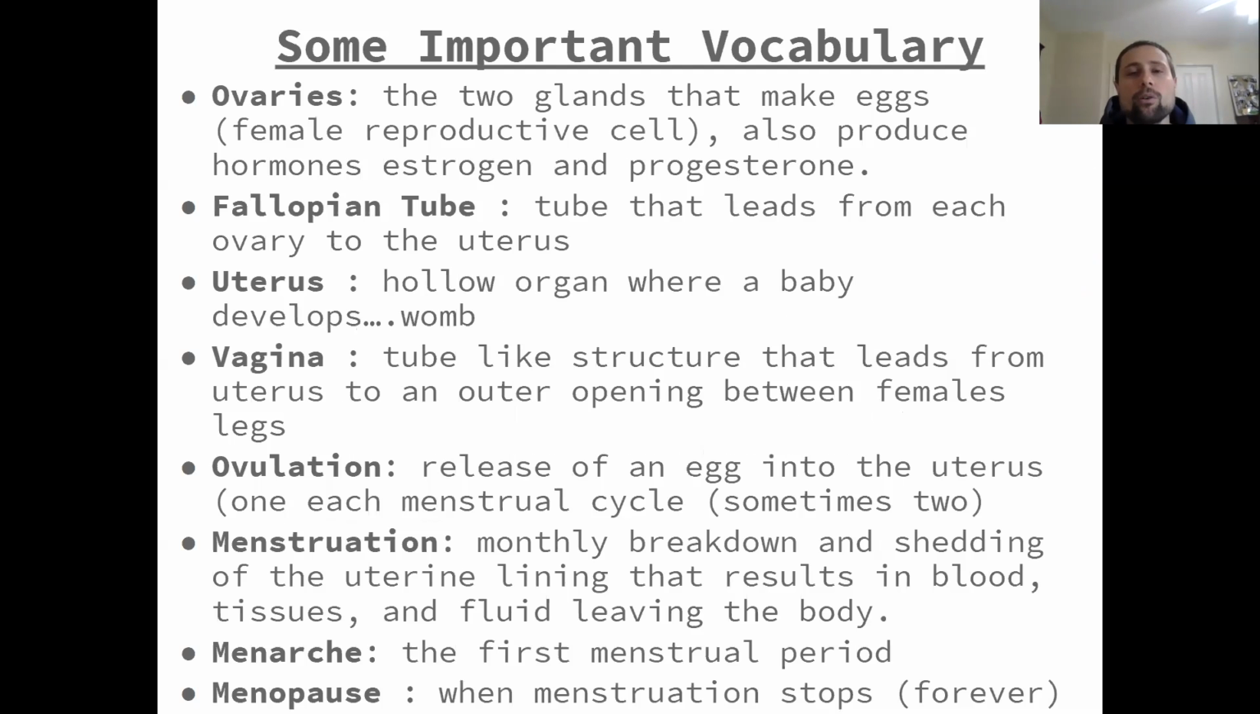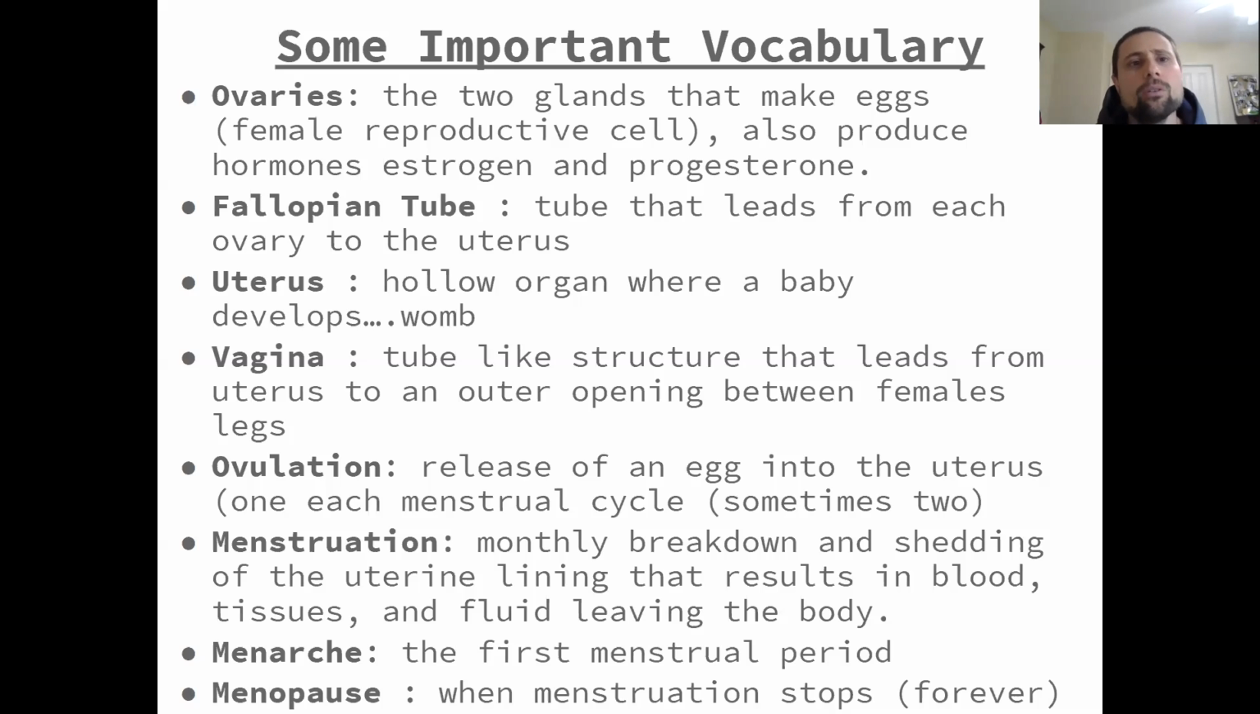All right, so some important vocabulary for the female reproductive side. I'm going to post up the PowerPoint for you guys and girls to look back at, but here are some important vocab terms. Number one is the ovaries. The ovaries are the two glands in the female's body that make the eggs. So the eggs, again, are the female reproductive cells. But ovaries also produce the hormones estrogen and progesterone. So similar to the male, where the testicles produce sperm, the ovaries are going to produce eggs.